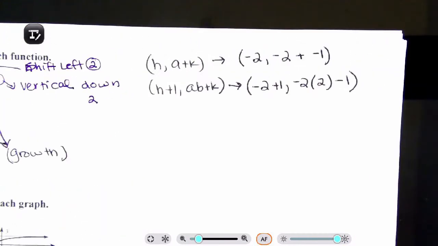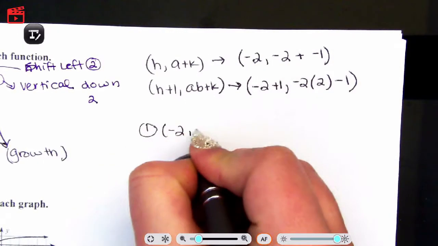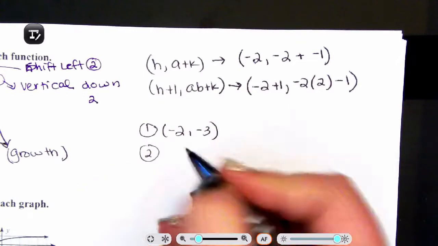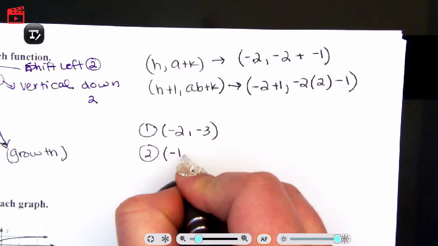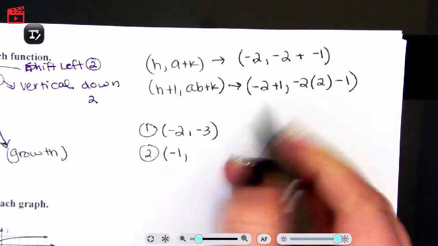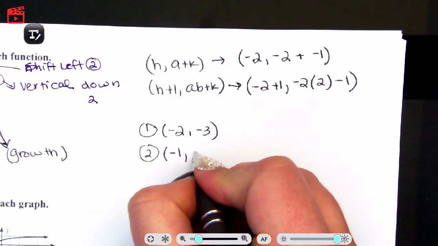So I'm going to use my calculator. Actually, I don't need a calculator. So the first reference point is negative 2, comma, negative 3. Secondary reference point is negative 2 plus 1, which is negative 1. And then we have negative 2 times 2, which is negative 4. Negative 4 minus 1 is negative 5.